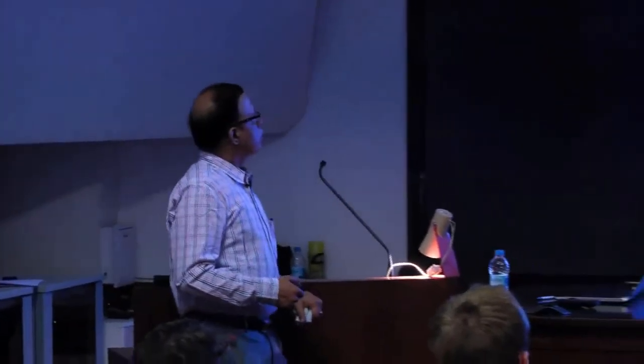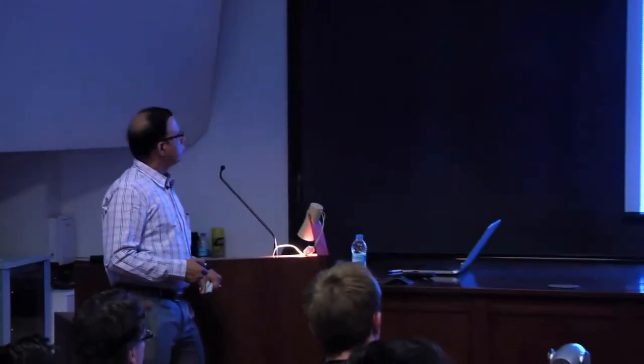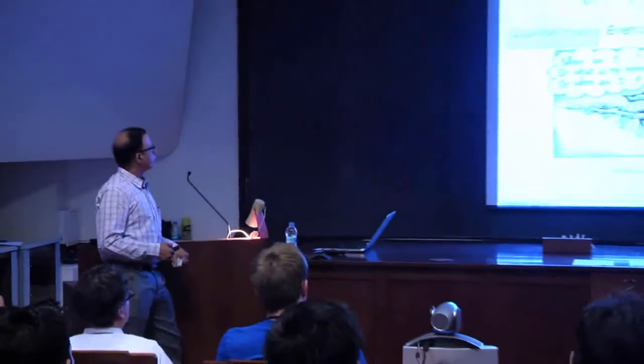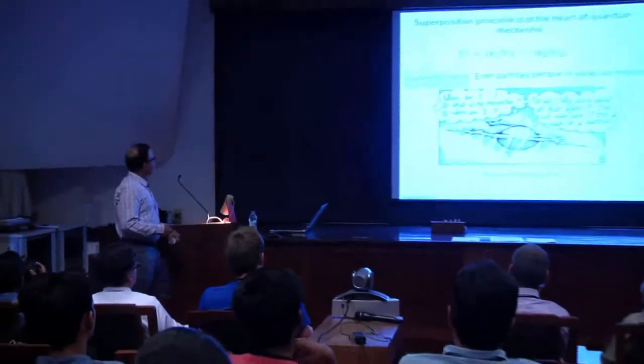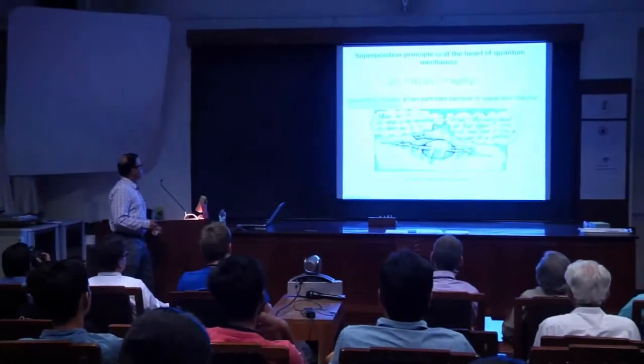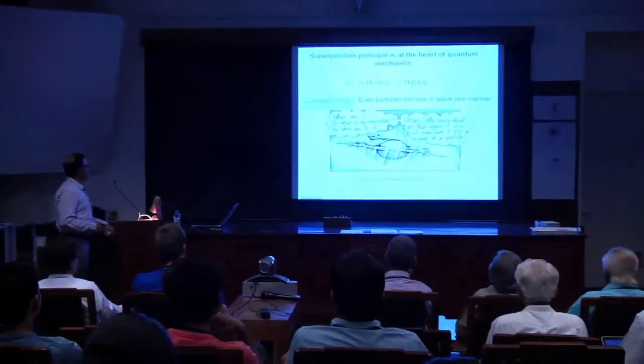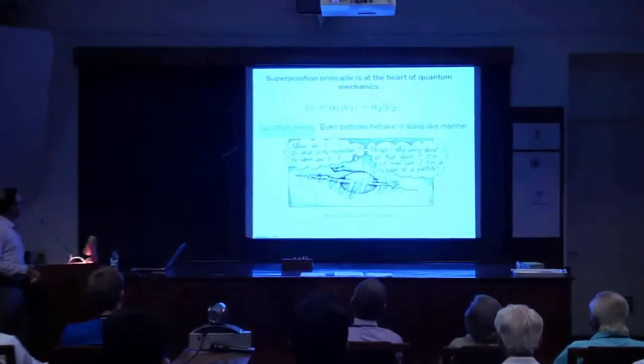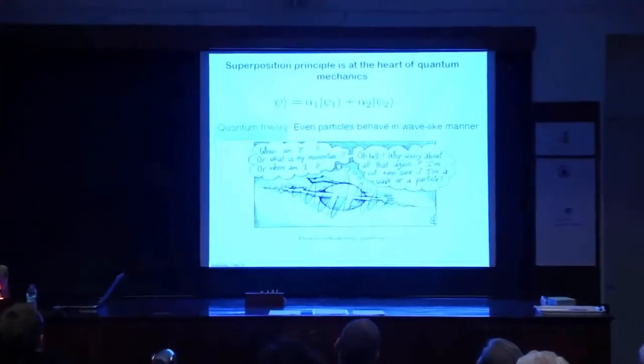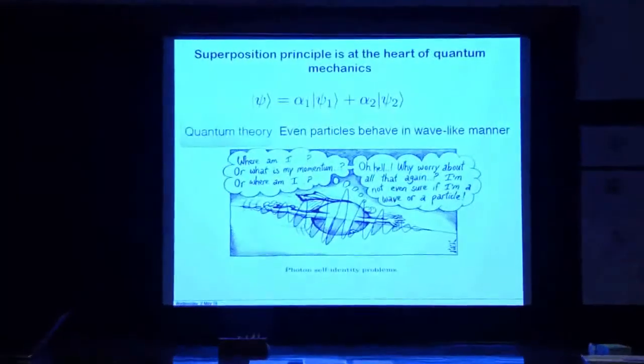So superposition, as you know, is at the heart of quantum mechanics. That tells you that if you have two possible quantum states like psi 1 and psi 2, then it is also possible for the physical system to remain in a state which is a combination of alpha 1 psi 1 plus alpha 2 psi 2. And also we know that quantum theory allows the particle to behave not only like a particle but also like a wave.